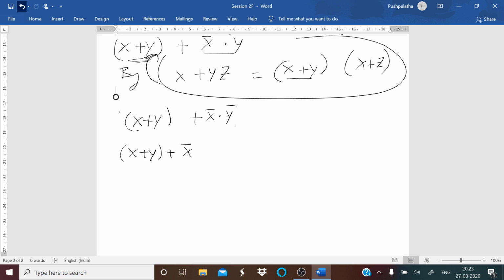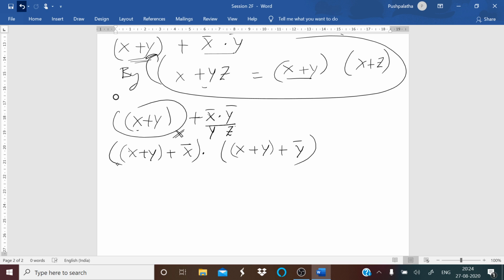x plus y will be considered as x. This is considered as y and z. So what is x now? x is x plus y, and what is y now? x bar is y. So this x bar again into, this is one term, into again x plus y, and z is y bar. We are substituting x plus yz equals x plus y into x plus z. That formula is adopted for this part.